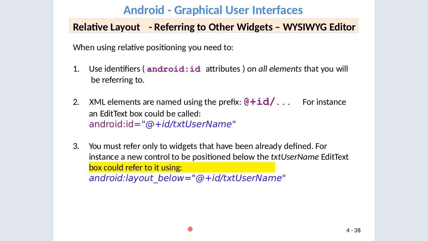Then when using relative positions, you need to use identifiers. So you need to have an ID attribute on all of your elements, and it should start like this. It should have this prefix: @+id/ and then you give it a name, e.g. @+id/txt_username. You should also have this prefix before the name so that when you're referring to it in code, you can know what type of widget it is. Is it a text field?